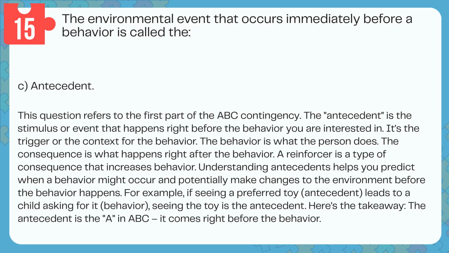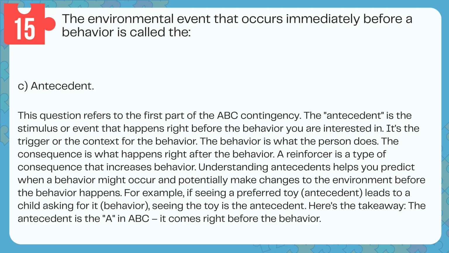Answer: C. Antecedent. This question refers to the first part of the ABC contingency. The antecedent is the stimulus or event that happens right before the behavior you are interested in. It's the trigger or the context for the behavior. The behavior is what the person does. The consequence is what happens right after the behavior. A reinforcer is a type of consequence that increases behavior.